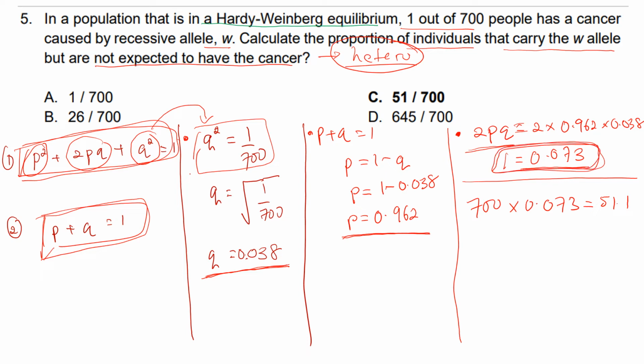After you have determined the frequency of the heterozygous, the question already gives the total number of the population, which is 700. So you multiply 700 by the frequency of the heterozygous, which is 0.073, and you will get 51. So 51 individuals out of 700 people in that population are heterozygous.